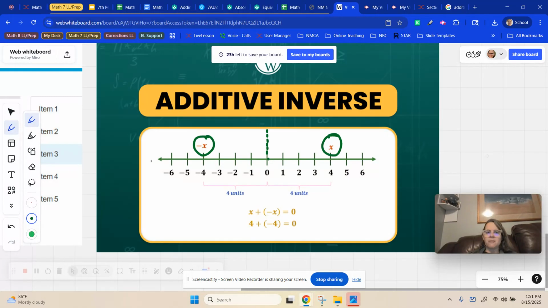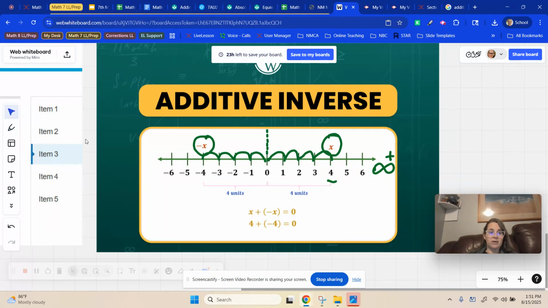So, negative x is the evil x out here in negative land, but it's still 4 units away from 0. And then positive x is out here in positive land. This is positive infinity going this way. Right here at 4, and it's 4 units away from 0. So when we say opposite, we mean opposite of 0.